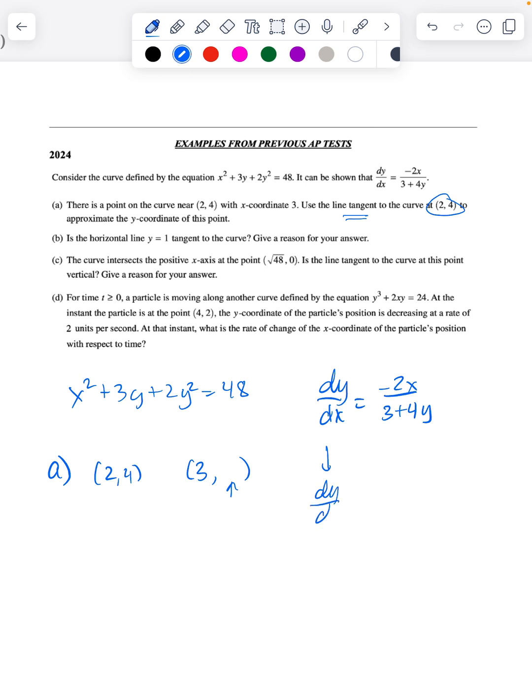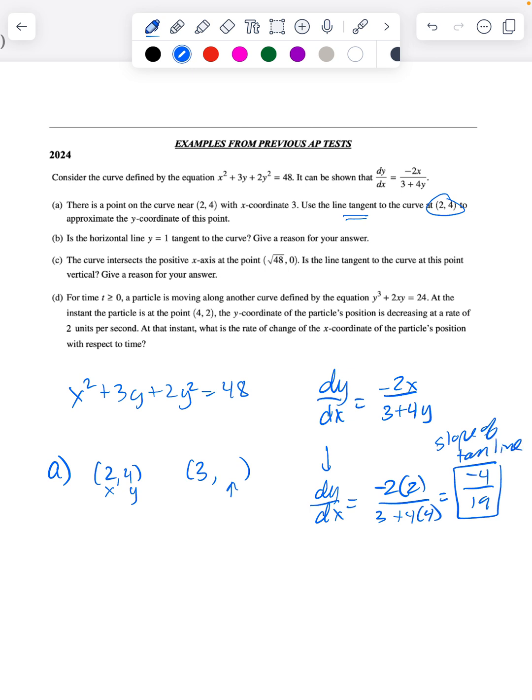So if we do our dy/dx at that spot, using this as x and this as y, we'll have -2 and then plug in our x, 3 plus 4, and then plug in our y. And when I do that, I get -4 over 19. That's a lovely number. So that's going to be the slope of my tangent line at that spot.